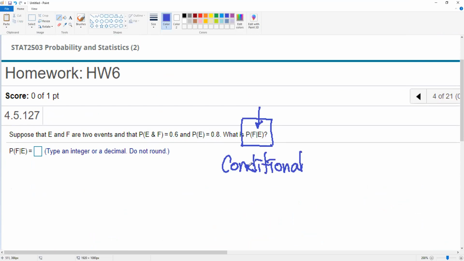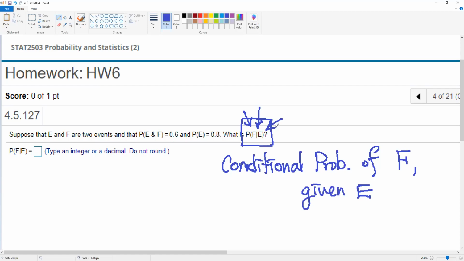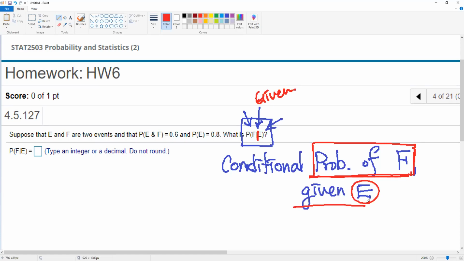Actually, it is D, the conditional probability of F, yeah, F was first, given E. Yeah, E was given. So I can read the bar as "given." That means we need the probability of F conditionally; it depends on E. The textbook gives us a formula to get the conditional probability.